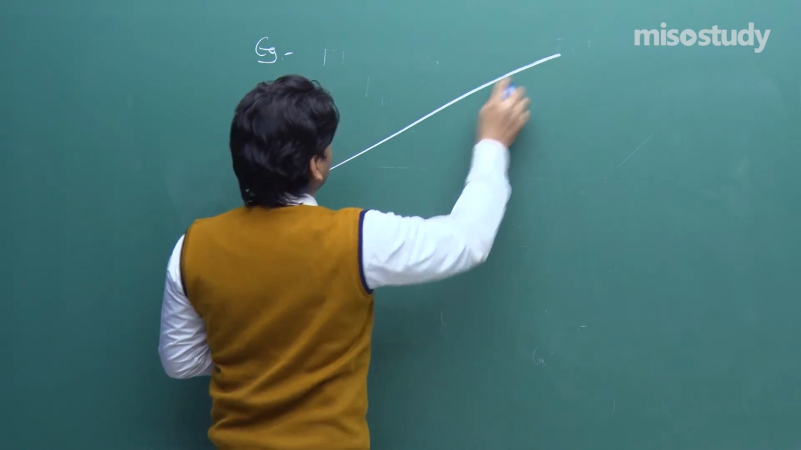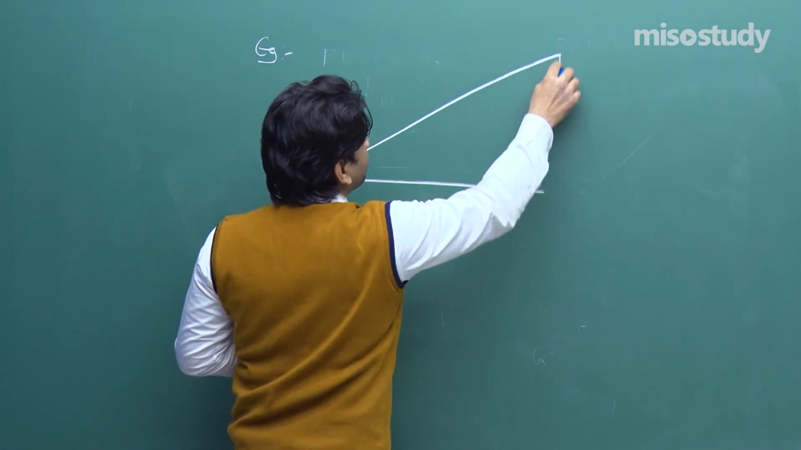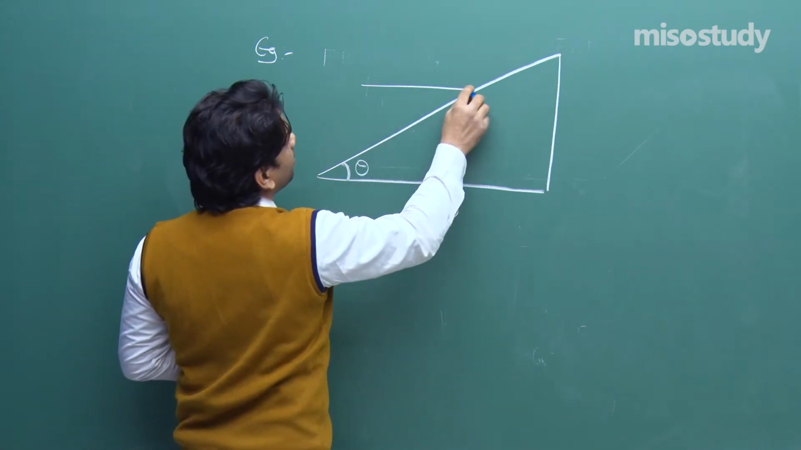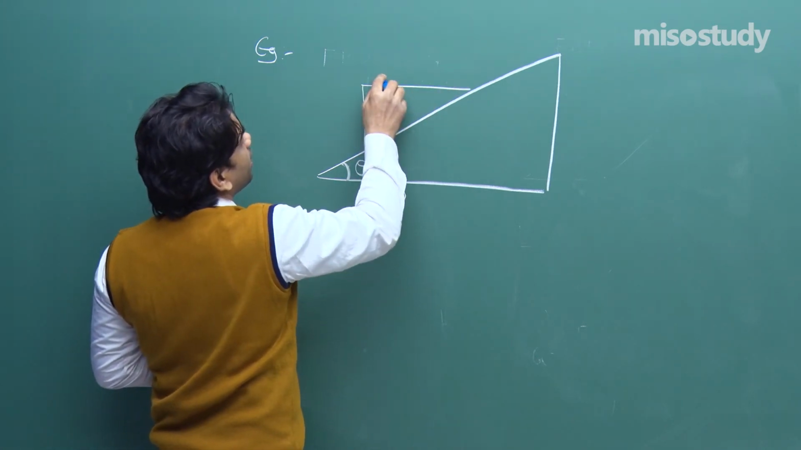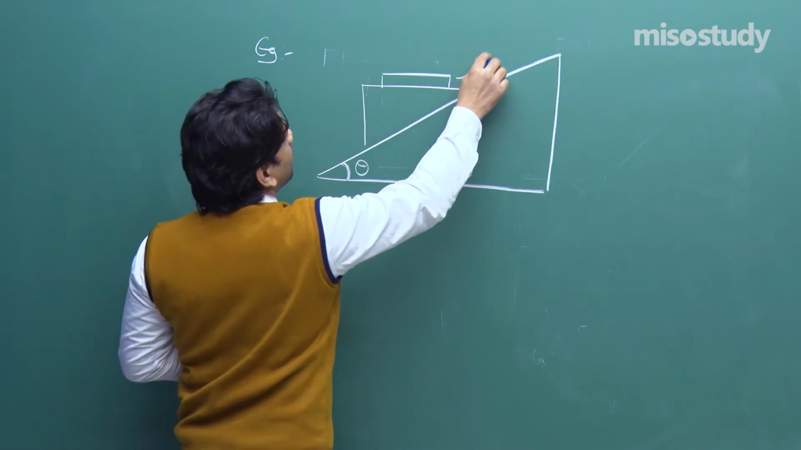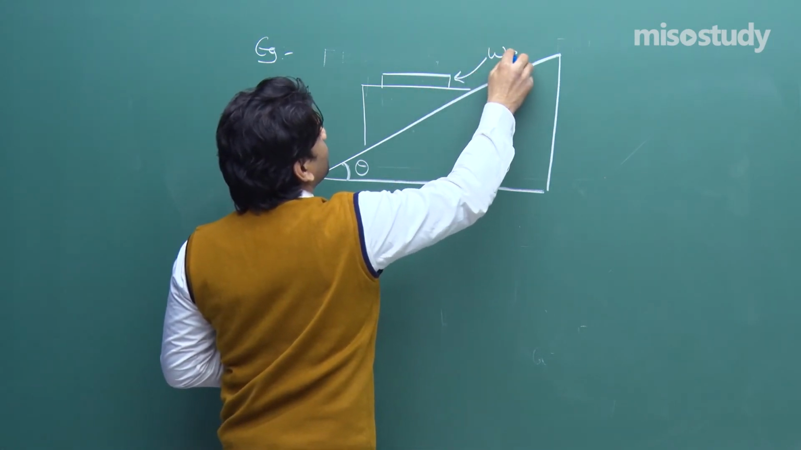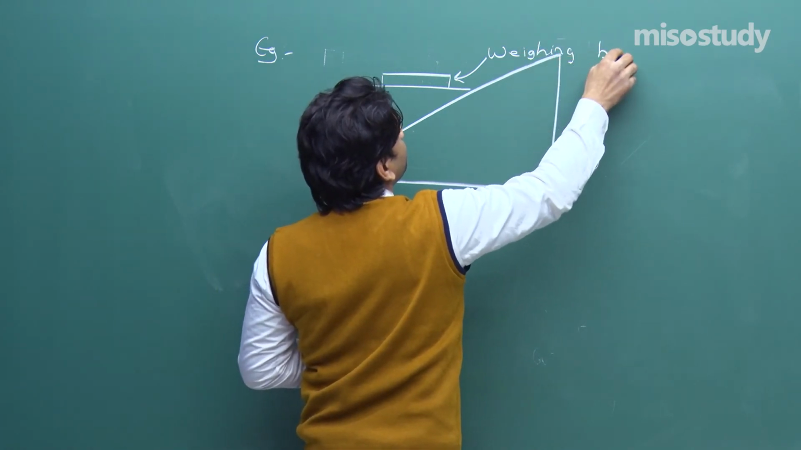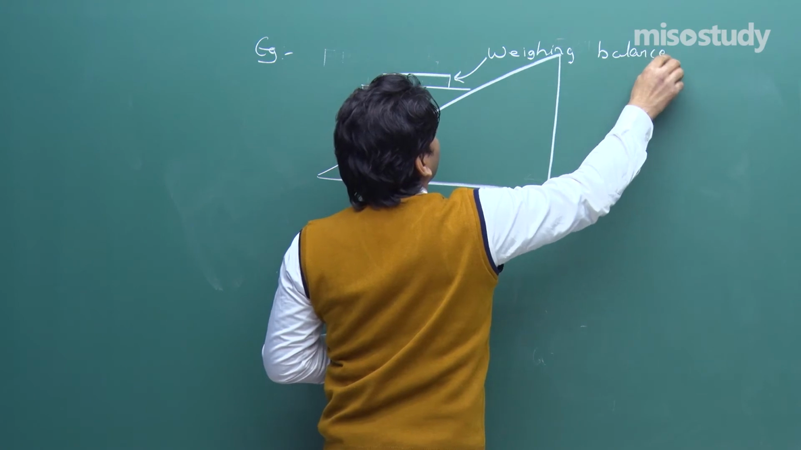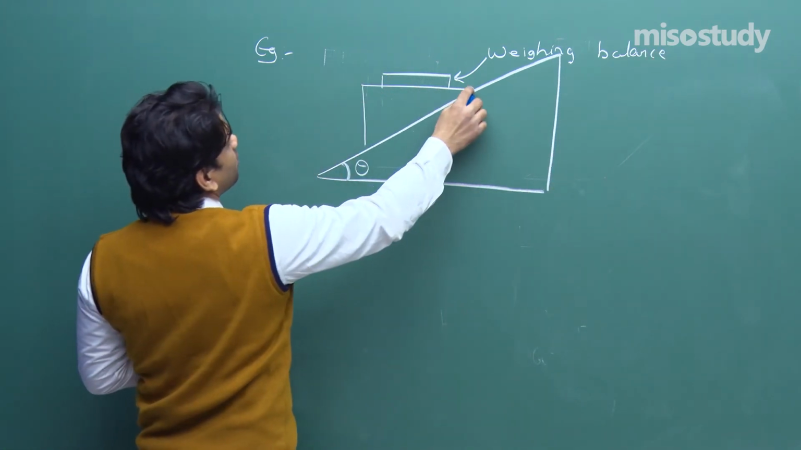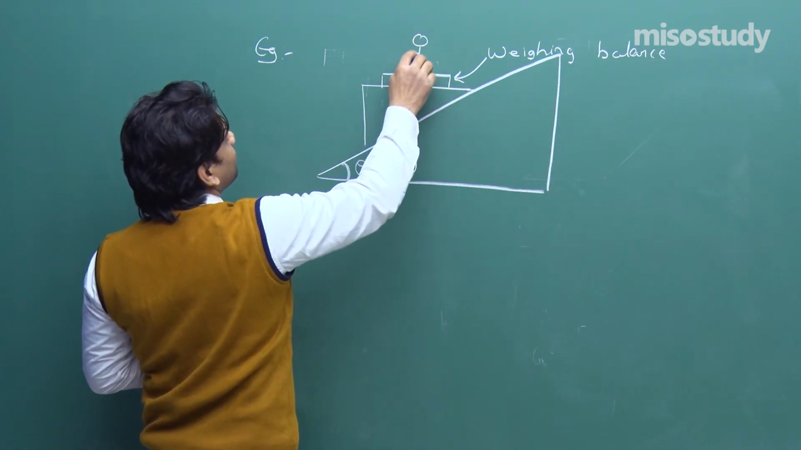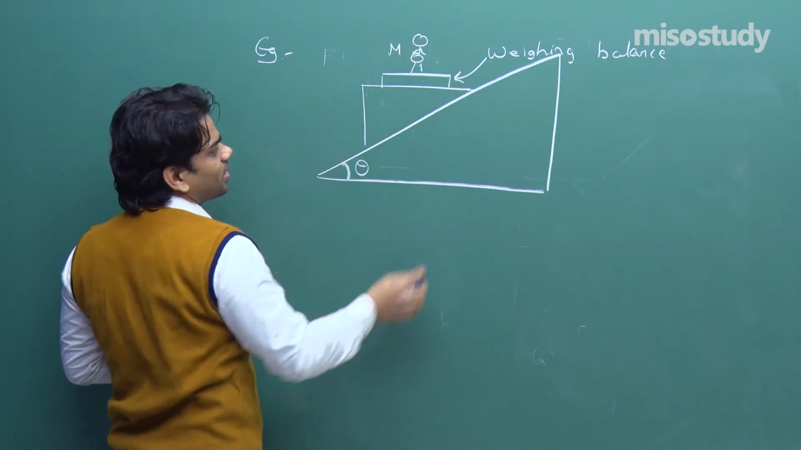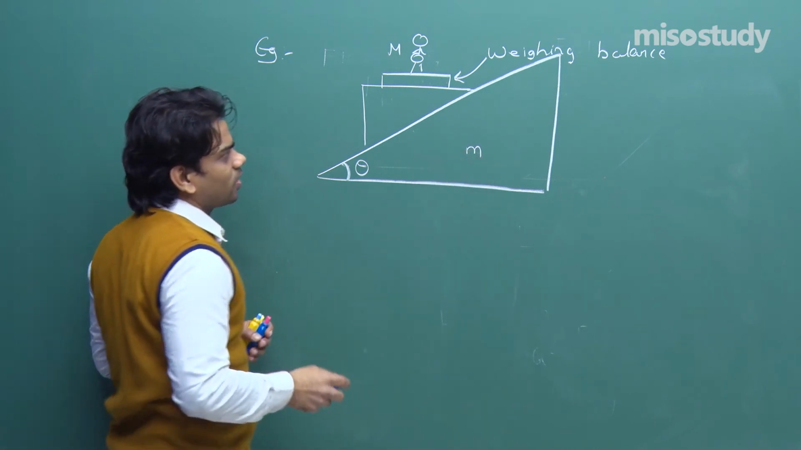Suppose on a wedge, this is a wedge, let us say the wedge has an angle theta. Here we have another arrangement, and here we have placed a weighing balance. This is actually a weighing balance which will record the weight. It will record the weight of anyone. So let's say on this weighing balance, a man, his mass is capital M, and let's say this is a mass of small m.